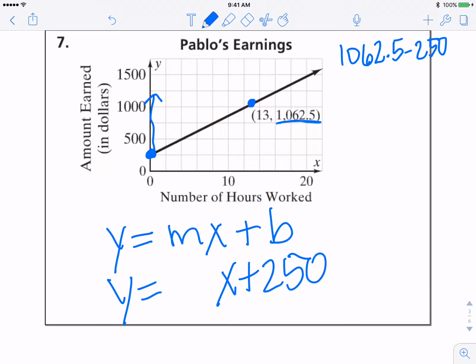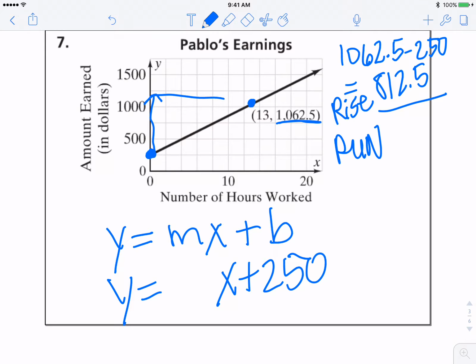So pulling up on your calculator, this would be a change of 812.5. That is your rise. That is how much you're changing in your y's. Then to find our run, we need to find how much I need to run across to get to this point. It's telling me my x value is 13. I'm going from 0 in my x's to 13 in my x's, so I have a change of 13, and it's to the right, so that is positive as well.